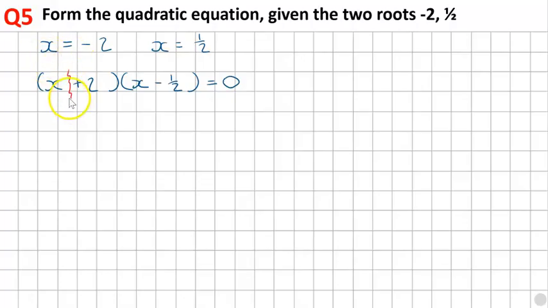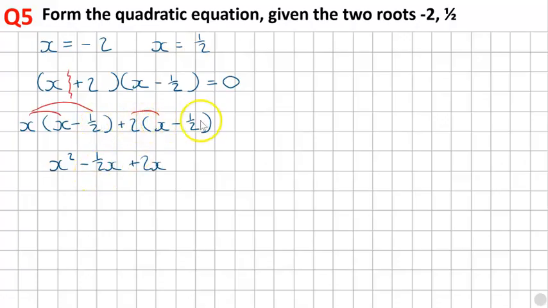Crack open the first bracket. Bring down the x. Stick on the second bracket, x minus a half. Bring down the plus 2, and stick on the second bracket again, x minus a half. x by x is x squared. x by minus a half is minus a half x. 2 by x is 2x. And 2 by minus a half is minus 1. Then we simplify. Minus a half x plus 2x gives us 3 over 2 x. So we have x squared plus 3 over 2 x minus 1 is equal to 0.